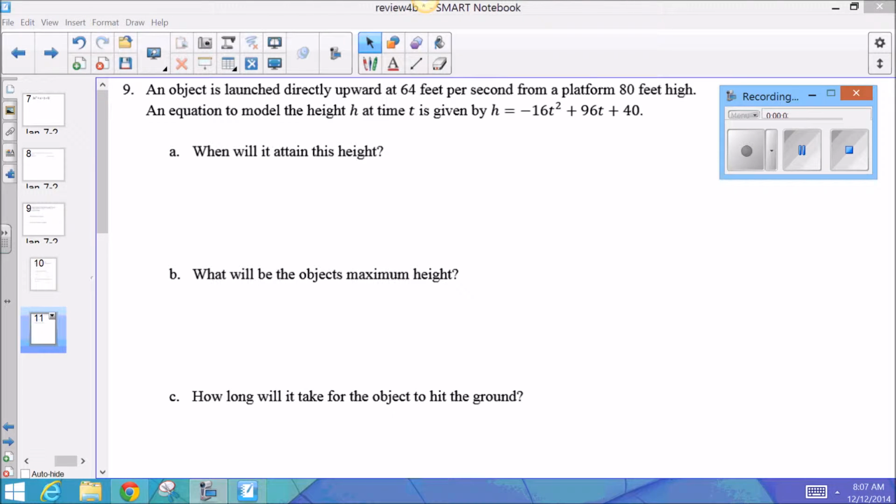This is College Algebra 2, Test Review 4B, Problem 9. An object is launched directly upward at 64 feet per second from a platform 80 feet high. An equation to model the height, h, at time t is given by h equals negative 16t squared plus 96t plus 40. When will it attain its maximum height?